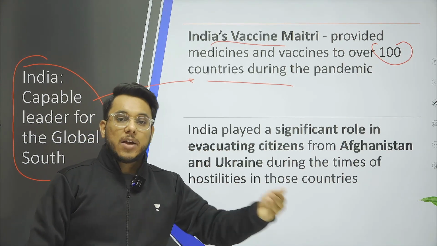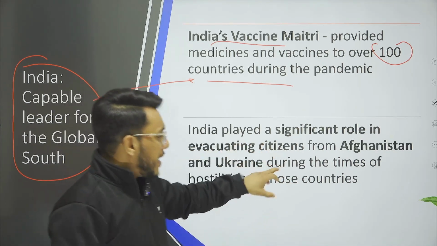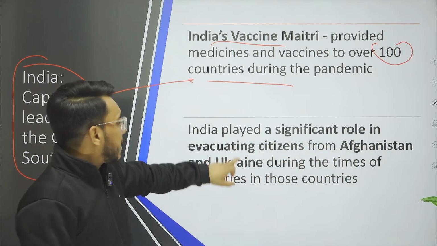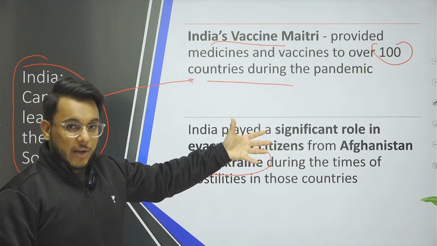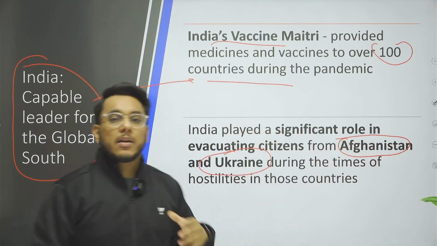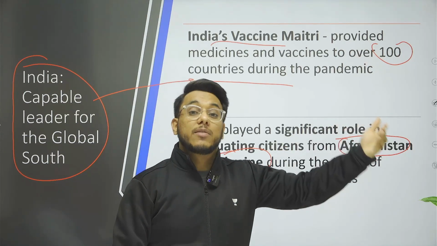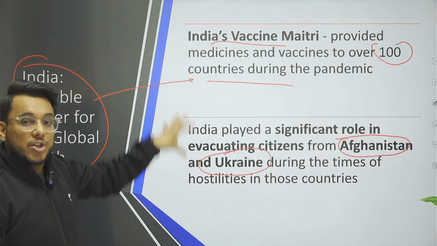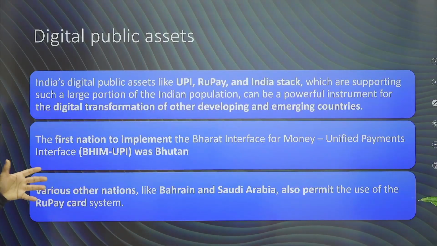For example, recently when the Russia-Ukraine war broke out, India evacuated not only Indian citizens from Ukraine, but many citizens from other countries also got evacuated. Similarly, when the Taliban took over in Afghanistan, India helped in the evacuation of citizens of other countries as well. So on compassion and on humanitarian grounds also, India has a credible track record.